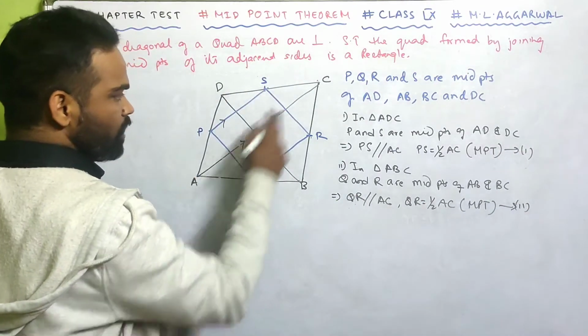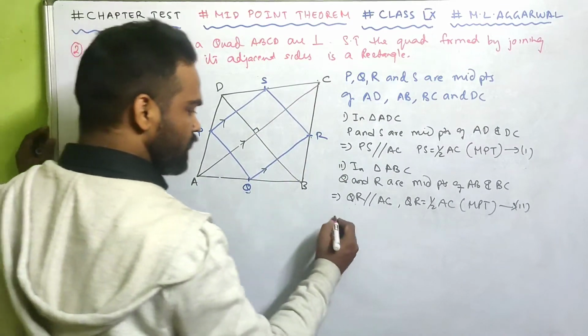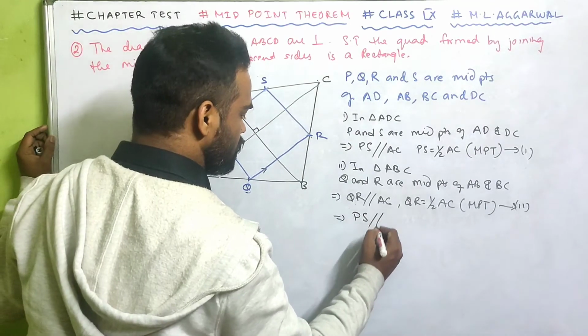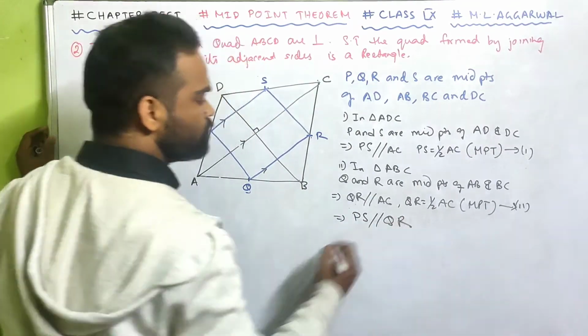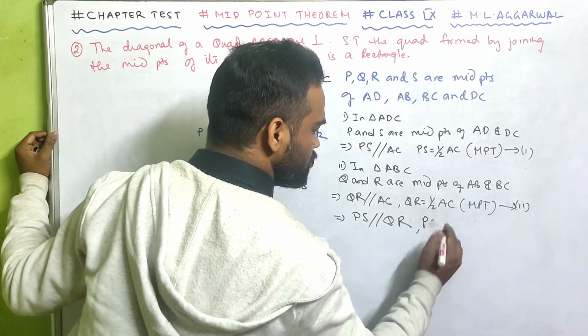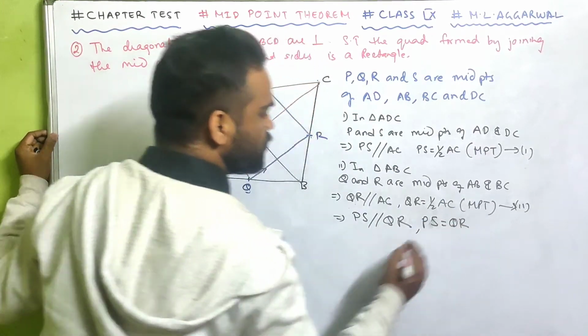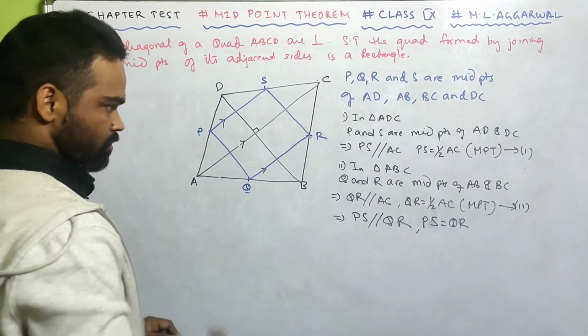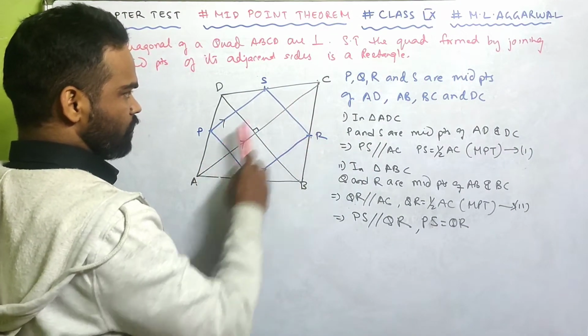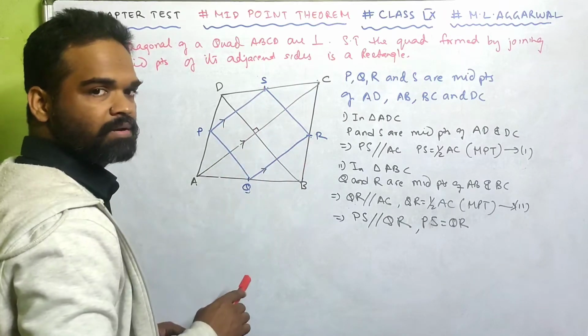So this is parallel to AC, which directly means PS is parallel to QR. Yes or no? And equal also. PS is equal to QR. Yes or no? See, PS is parallel to AC, QR is parallel to AC, which means PS and QR will be parallel.